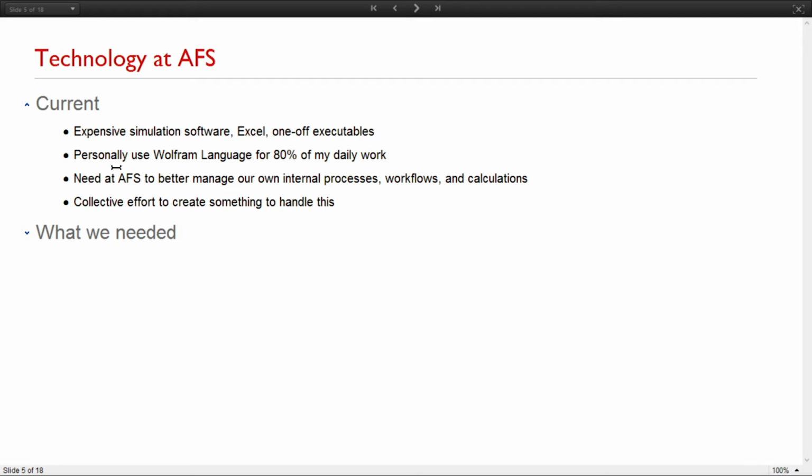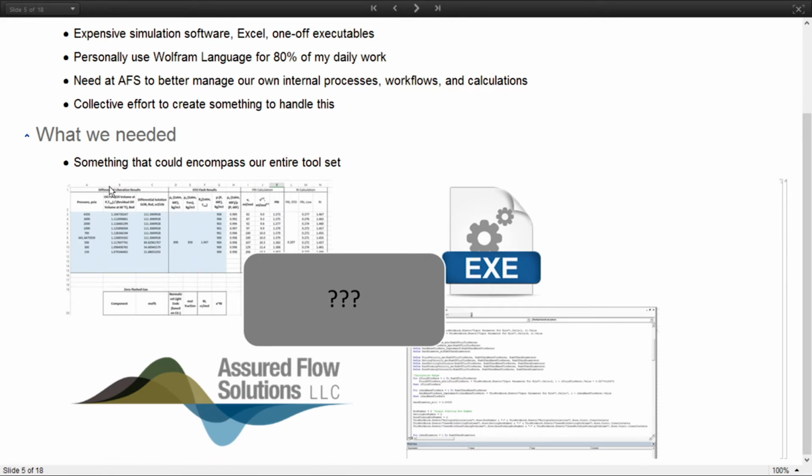But really about a year and a half ago, we realized that we needed something better. We needed some way that we could manage all these internal processes that we have and workflows and calculations. And so we decided to make something that would handle that. We needed something that would handle these spreadsheets, one-off executables, and even just VBA macros. And then we've got even just company knowledge. There's people that have a lot of experience, and there's things that are in their head, and unless you go and talk to them, there's no way to get it out. And so we wanted to try to capture that as well in this.